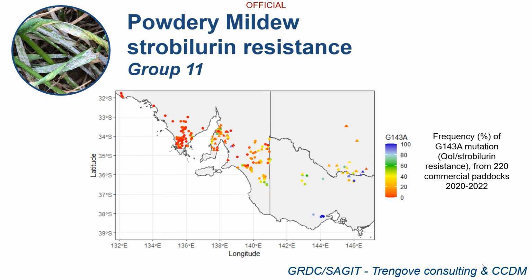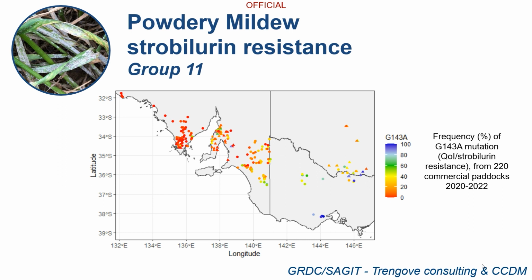So we have resistance to the group 11s, the strobilurins, and this is a data set produced by the GRDC and SAGIT projects that Trengove Consulting have been running in collaboration with CCDM and the Fungicide Resistance Group, who have been then running this screening. And you can see that in terms of across the state, the frequency of this particular mutation, we've got red, which means that it's at a very low frequency or not present, right up to 100%.